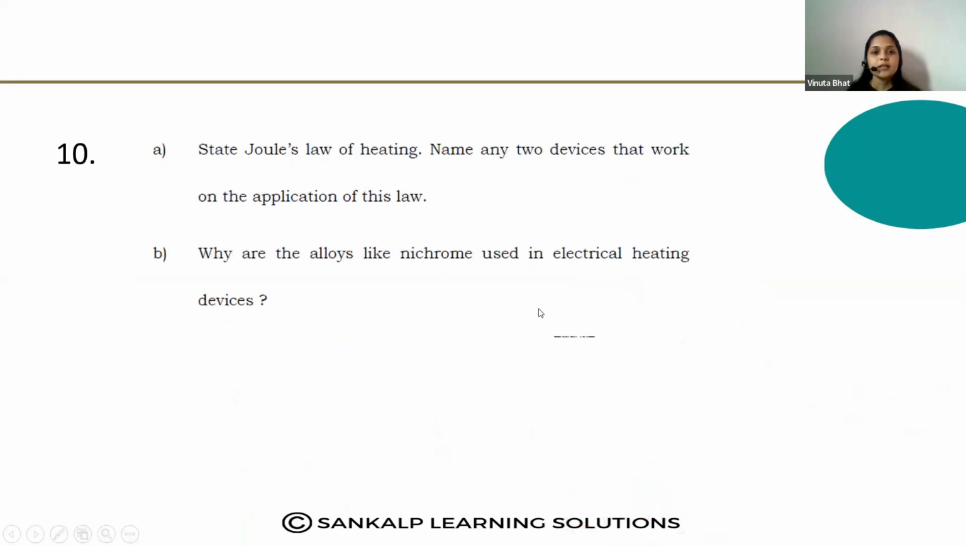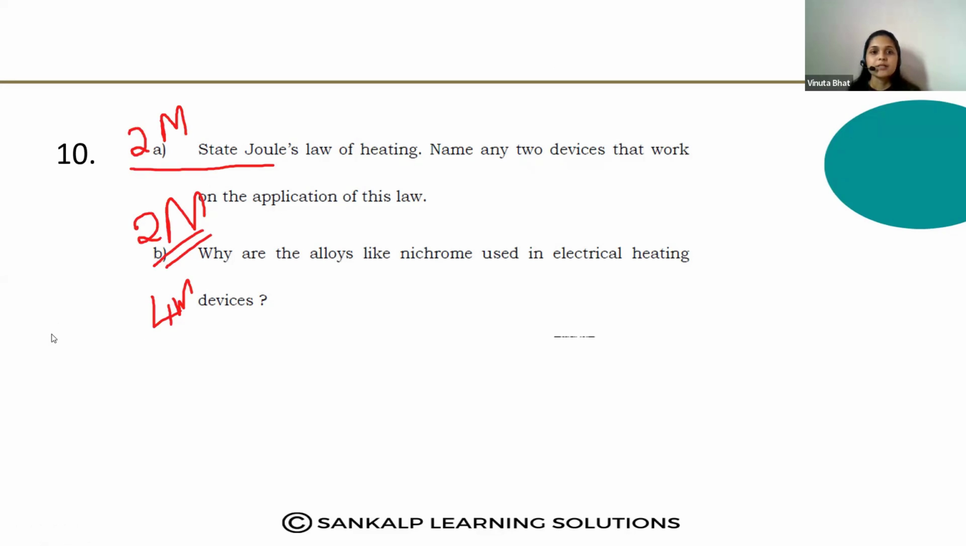Next question. State Joule's law of heating and name the two devices that work on the application of this law. Why are alloys like nichrome used in electrical heating devices? So this is a 4-mark question. Question A carries 2 marks, and B also carries 2 marks. So total, a 4-mark question.